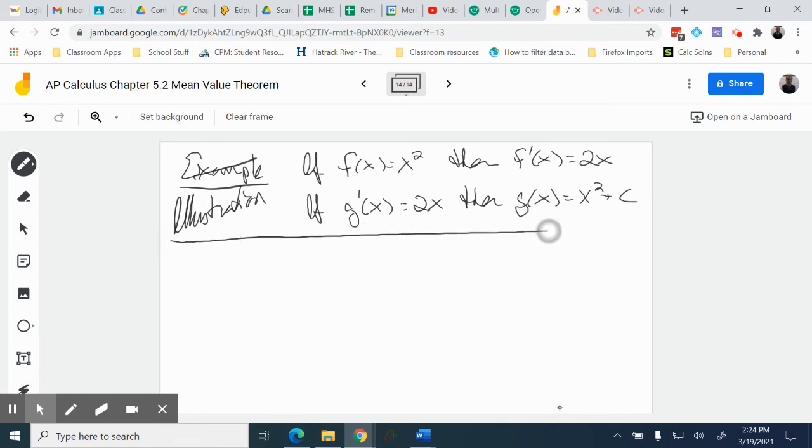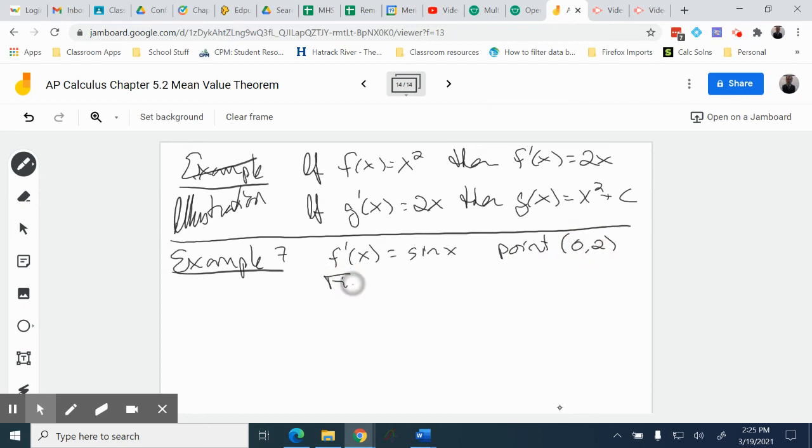Now, let's look at an example. Example 7. F prime of x equals sine of x. It passes through the point 0, 2. Find f of x. Well, if we know f prime of x equals sine of x, we know that f of x must be negative cosine. We can sort of think about this, say, well, the derivative of cosine is negative sine, so we're going to have to put a negative in front in order to get positive sine. But the previous proof that we just did says that this has to be plus some constant.